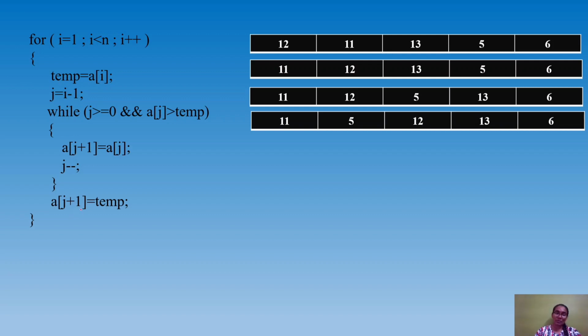A of j. What is j value now? 1. 1 plus 1 is 2, is equal to temp. What is A of 2? 13 will be equal to temp. What is temp value? 13. So the value 13 will be in the same position as it is greater than the element 12. The same way it is compared with 5 and 6.